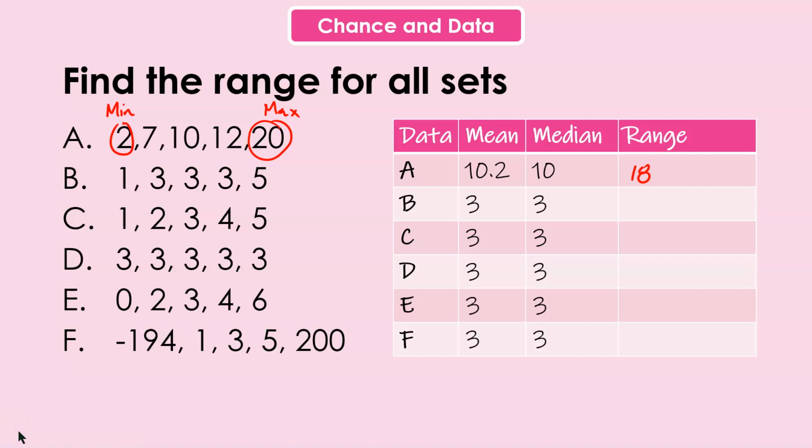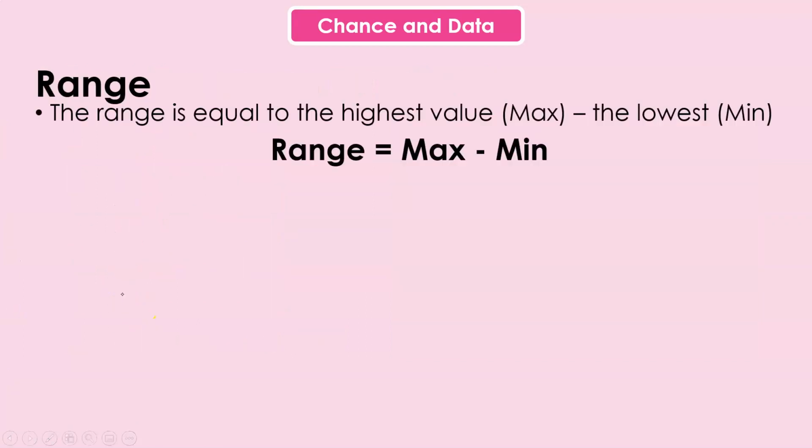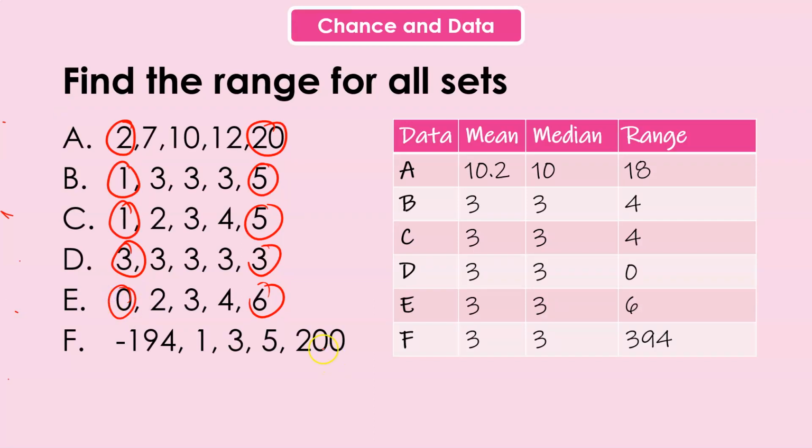So hopefully you paused the video and you've got your answers. Let's see whether they're right or not. Here are the ranges of all the data sets, so let's go through them quickly. We've already talked about 20 take away 2. 5 take away 1 is 4. 5 take away 1 is 4. 3 take away 3 is 0. 6 take away 0 is 6. And 200 take away minus 194 gives us 394.